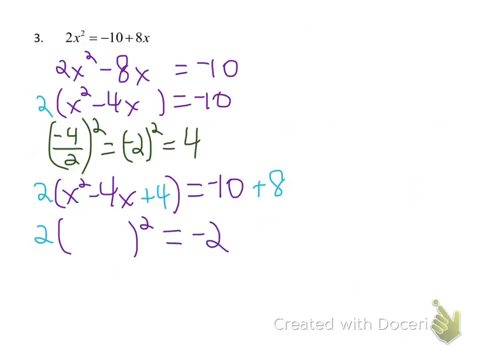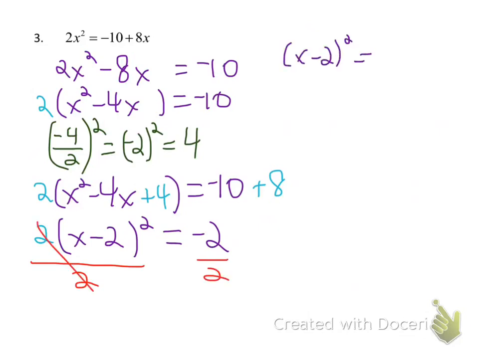The right side would be negative 2. And then I can say what number times itself equals 4 and also adds to be negative 4. That would be negative 2. And this negative 2 also we can use if we want to put there as well. There's your x minus 2. Let's continue to solve. Divide both sides by 2. The 2 will cancel, leaving us with x minus 2 quantity squared equals negative 1.